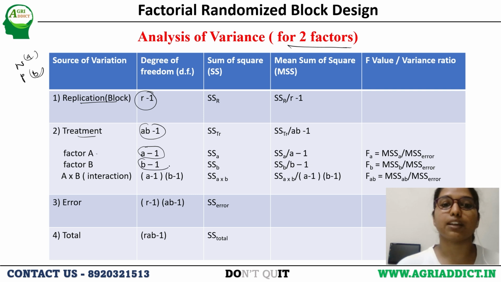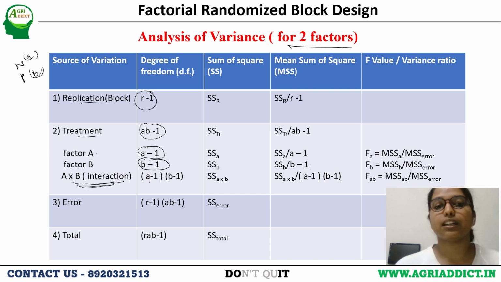Factor B, B minus 1. And I said in the previous slide that factorial randomized block design is very good to study the interaction. Here we can get the interaction also. But in randomized block design, we can't get interaction because we are only studying 1 factor. Here we are studying 2 factors and we are getting interaction also.